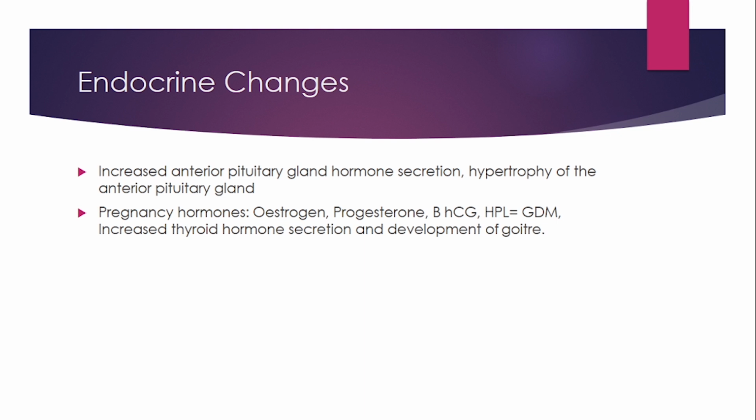In the endocrine system, there is an increase in anterior pituitary gland hormone secretion. We actually have hypertrophy of the anterior pituitary gland, and this is because of an increase in the hormones that we talked about earlier: the estrogen, progesterone, beta-HCG. And some of these women may also be predisposed to development of gestational diabetes, and there could also be an increase in thyroid hormone secretion and development of goiter. These are some of the changes that can occur in the endocrine system.